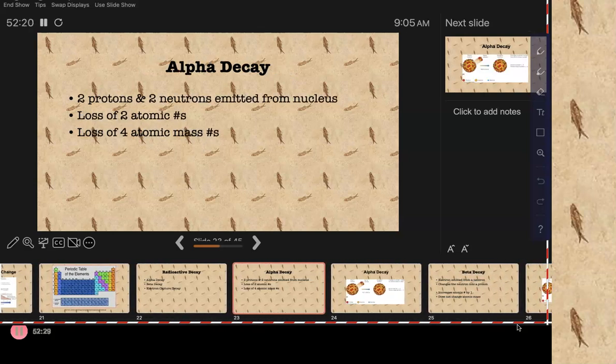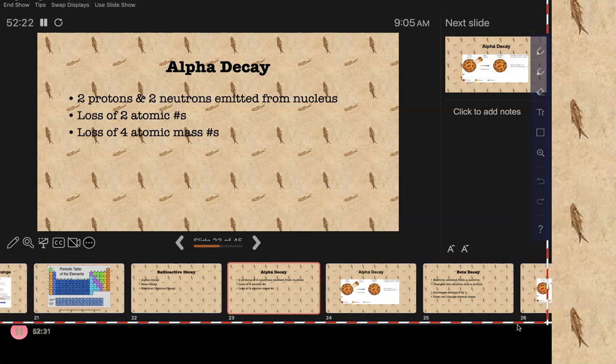All right, so alpha decay, what happens? In alpha decay, you've got 2 protons and 2 neutrons ejected from the nucleus, which means you're losing 2 atomic numbers and 4 mass units. So, again, remind me, why are you losing 2 atomic numbers? 2 protons. Why 4 AMUs? Okay. So both the neutrons and the protons have mass.